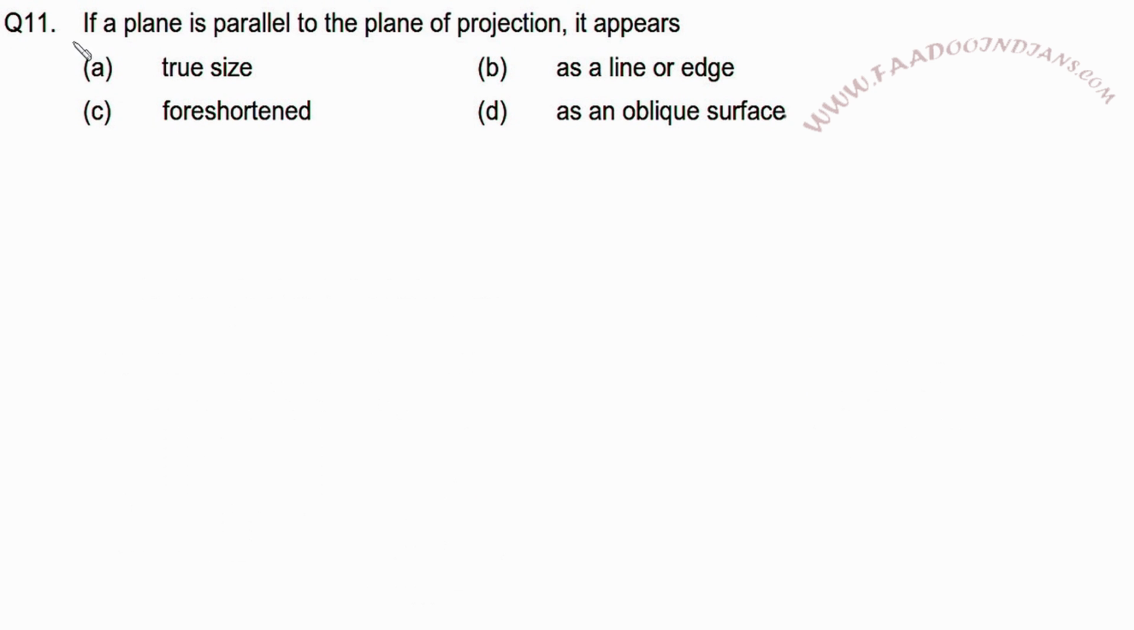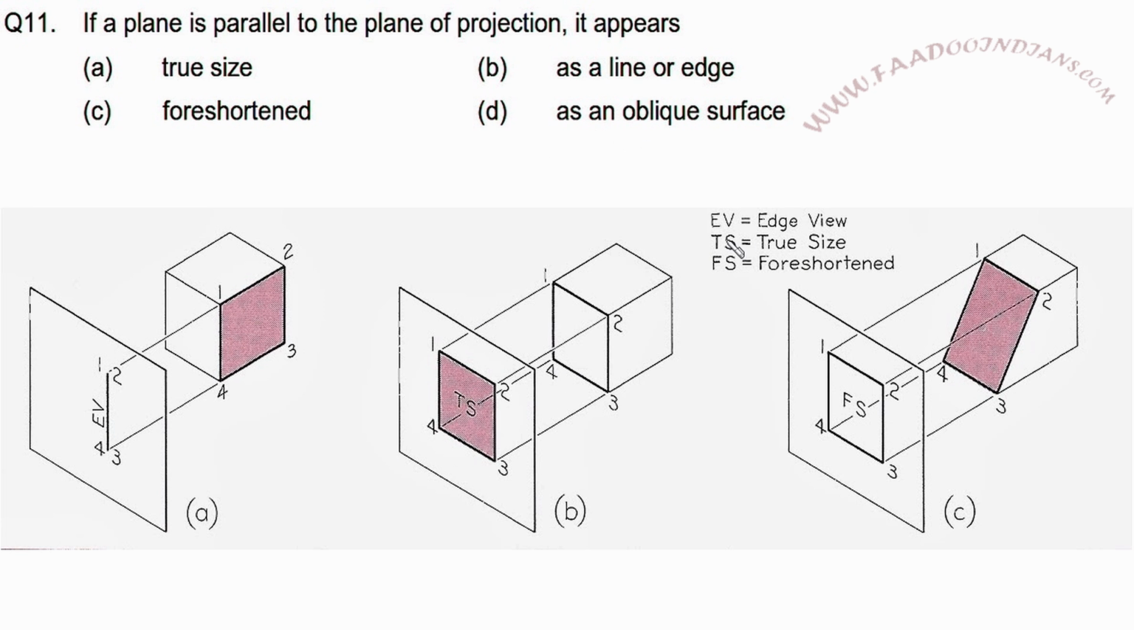11th, if a plane is parallel to the plane of projection, it appears true size, as a line or edge, foreshortened, or as an oblique surface. Well, the B scenario is our case where we will get true size. Why? Because when you look at the plane of projection, it appears to be true size. That is, our plane appears to be of true size with that plane of projection, whereas it doesn't happen in other cases. This was your 11th.